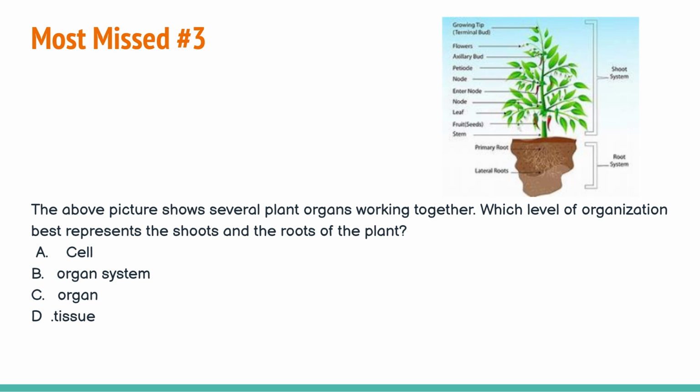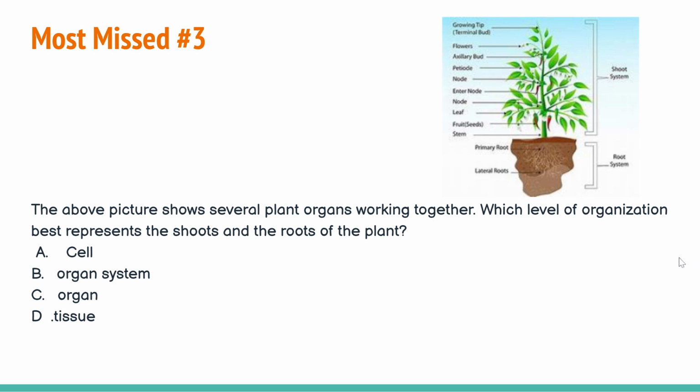The most missed question number 3. The above picture shows several plant organs working together. Which level of organization best represents the shoots and the roots of the plant? Now, as you all see in the picture here, you have the shoot system and the root system. If we take this particular plant into consideration and check the levels of organization, the first level is the cells, then tissues, organs, organ systems, and organism.